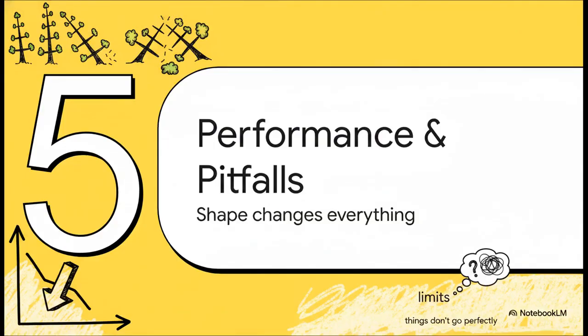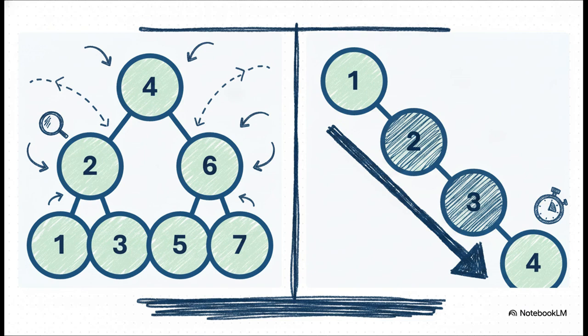Section 5. Performance and pitfalls. Why tree shape changes everything. Let's explore the limits of this structure and look at what happens when things don't go perfectly to plan. So, the crucial point here is the final shape of the tree. There's a drastic contrast between a wonderfully balanced, shallow tree where every fork gives you a real choice, successfully halving your search time, and what we call a skewed tree.